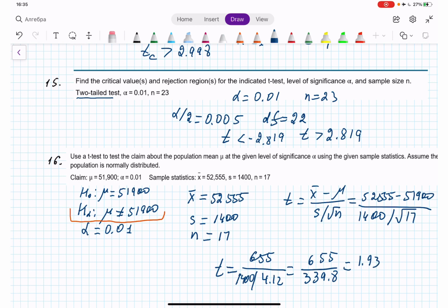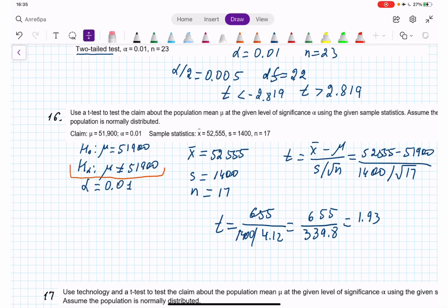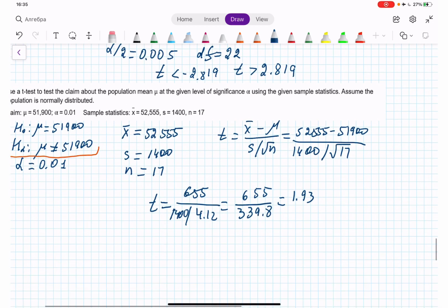Okay, next we need to determine the degree of freedom, because we want to find the critical value, so we need to get degree of freedom. So our n is how much? 17, so degree of freedom is going to be 16, right?